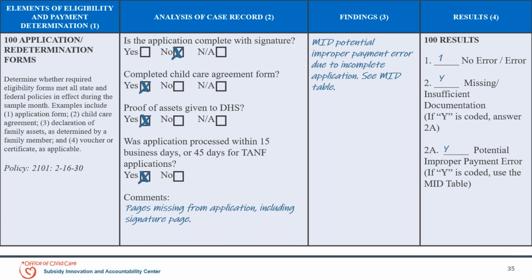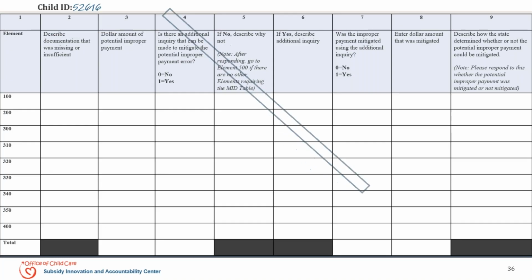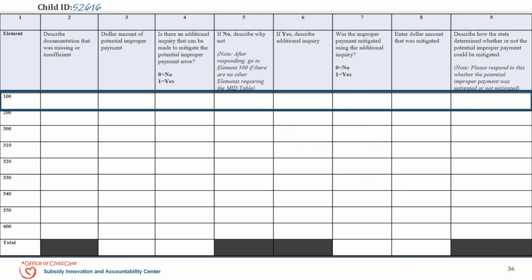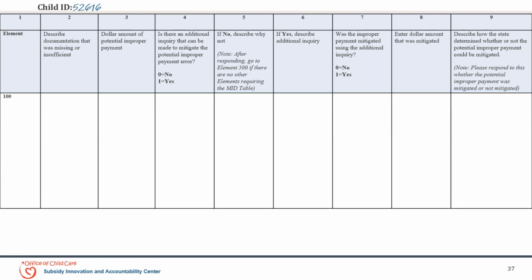So since we have Y coded, let's take a look at the MID table. And in this, I wanted to show another example of using the MID table for additional inquiry. So this is an element 100. So I've just showed that row here. Again, I'll pull it out in the next slide. Describe the documentation that was missing or insufficient. There were missing pages from the application. The dollar amount of the improper payment, again, $345.